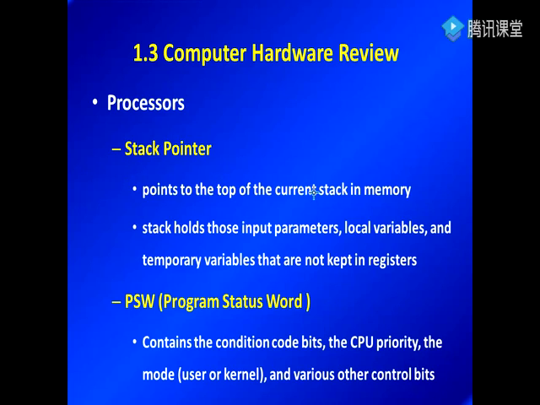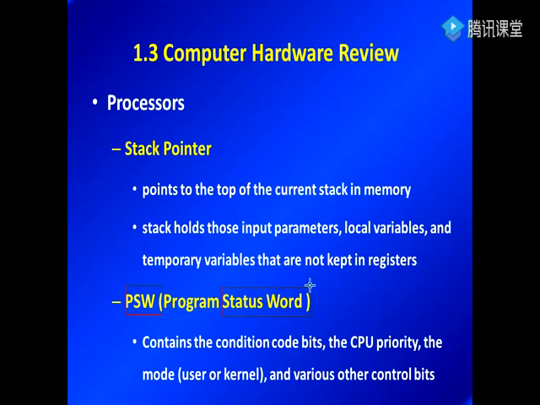This is the stack pointer, and then we should move on to the most important register in the CPU, because the PSW provides us a lot of essential information to control the whole execution of the program or the process. It's called the program status word. It's a word, so it's more than one bit.